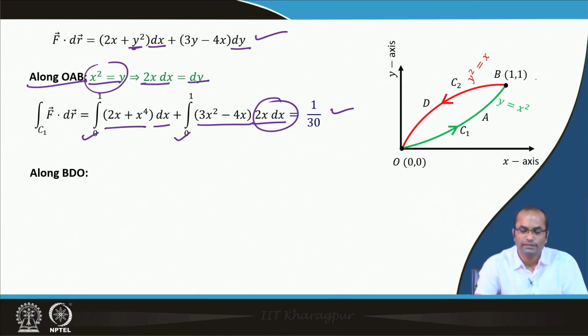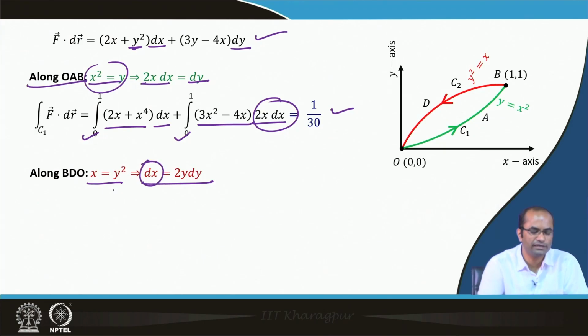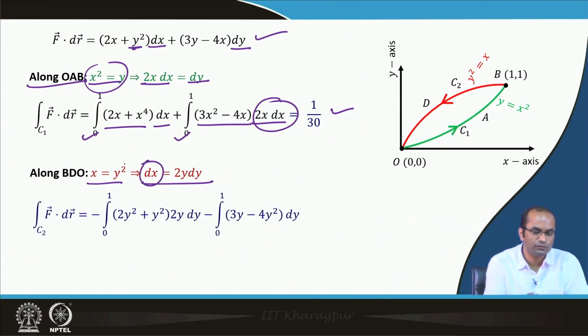Along BDO, if we take this second path now to get back to the initial point, that is y square is equal to x. In this case we have dx is 2y dy. In this situation it is easy to replace this dx by 2y dy and x by y square. So, we will do so now. Everything will be converted into y.